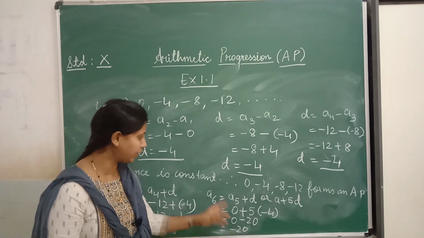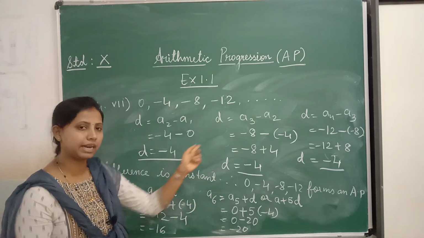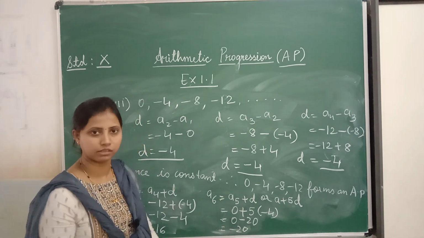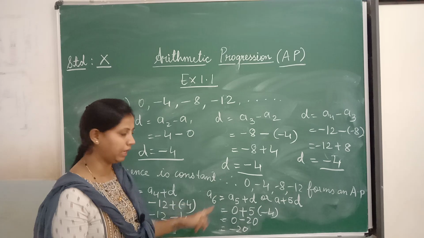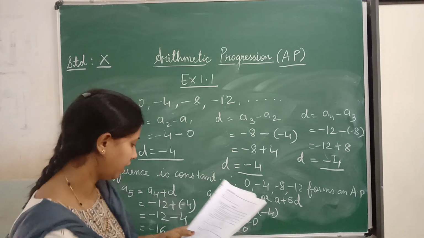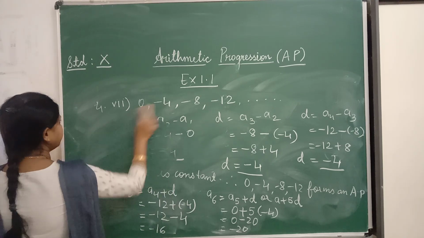Again to this minus 20 if I add minus 4, I will get the next term. Minus 20 plus minus 4, you will get the next term. Understood, children? If it is an AP, you have to find the 3 more terms of the AP. Let's take one more example.